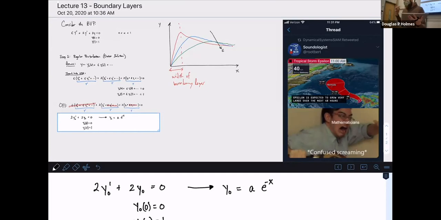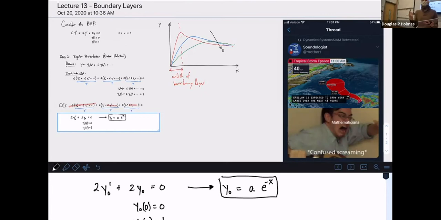And here's the problem. We have a second order ODE. We have two boundary conditions. We have looked at the order one solution. We integrated to solve for y naught. And we have one unknown constant.